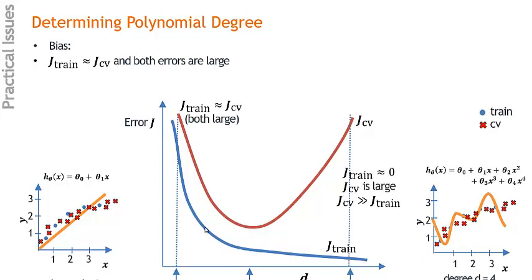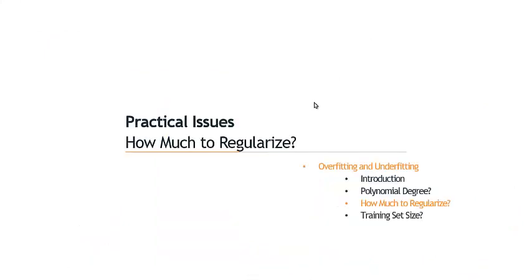And you see on this side, you're getting underfitting, so you get bias. On this side, you're getting overfitting, and your training is good, but when you test it out using cross-validation, it's not so good, right? Okay, so that's our discussion on polynomial degree. Next video, we'll talk about how much to regularize.